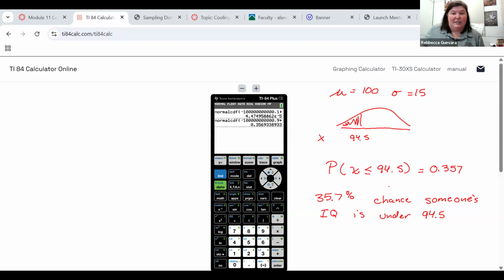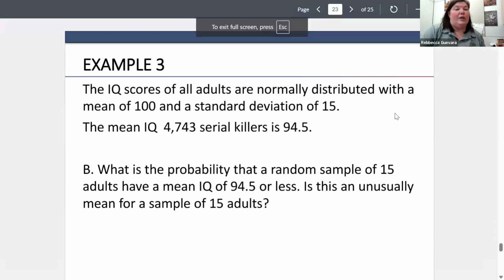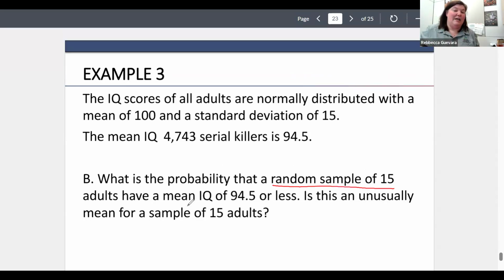Okay, so let's ask this question slightly different now. The IQ scores of all adults are normally distributed with a mean of 100 and a standard deviation of 15, once again. What is the probability that a random sample of 15 adults have a mean IQ of 94 or less? And then we don't know, is this unusual? Is this an unusual mean for a sample of 15 adults?